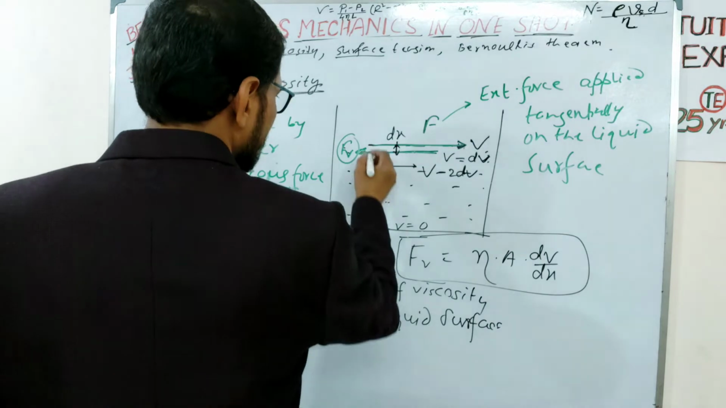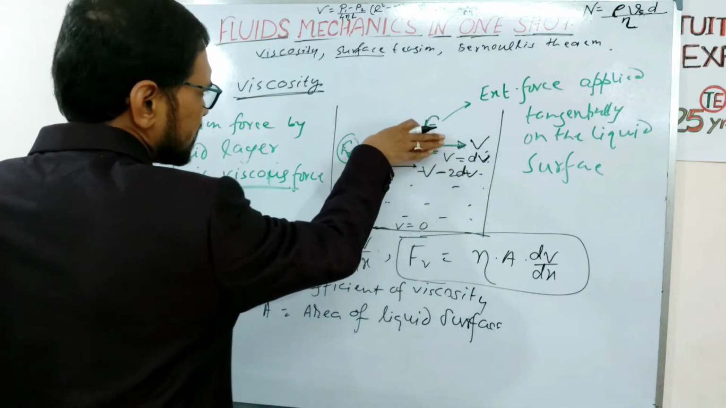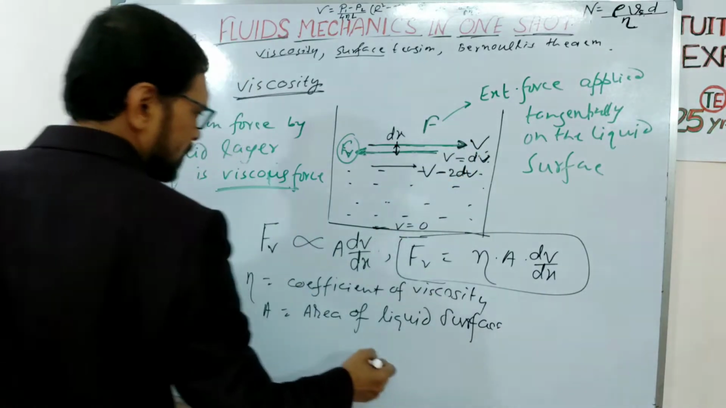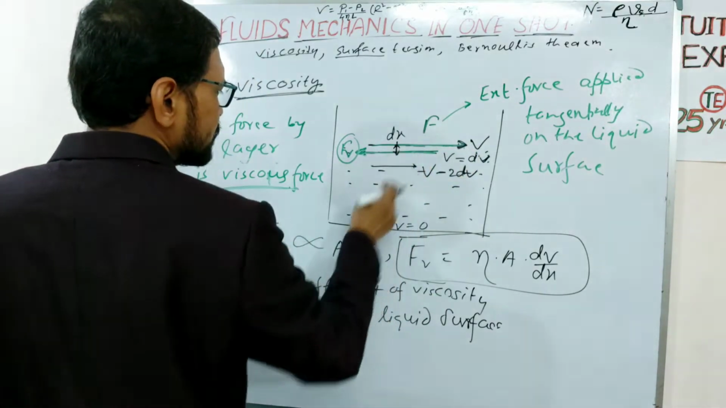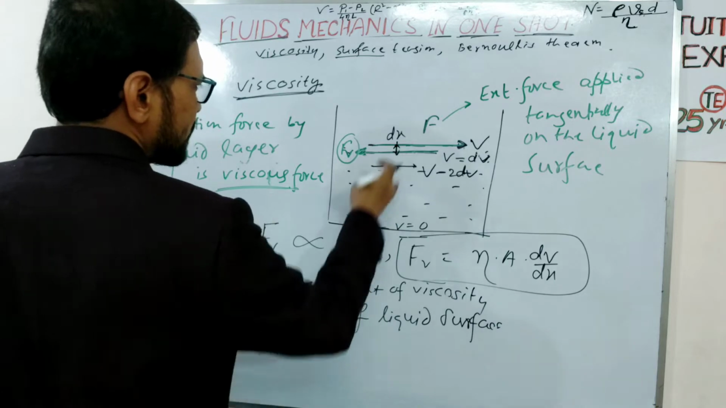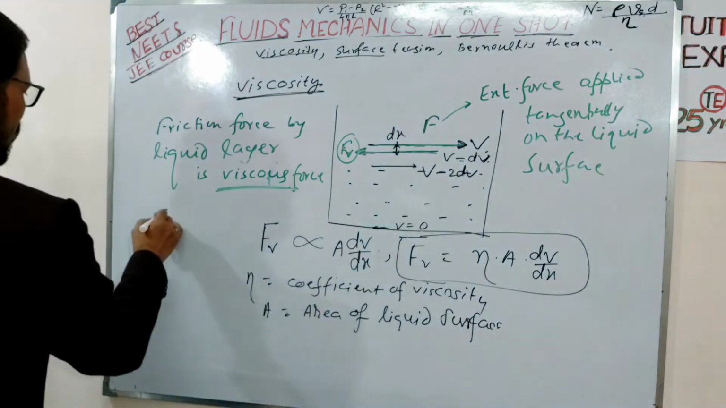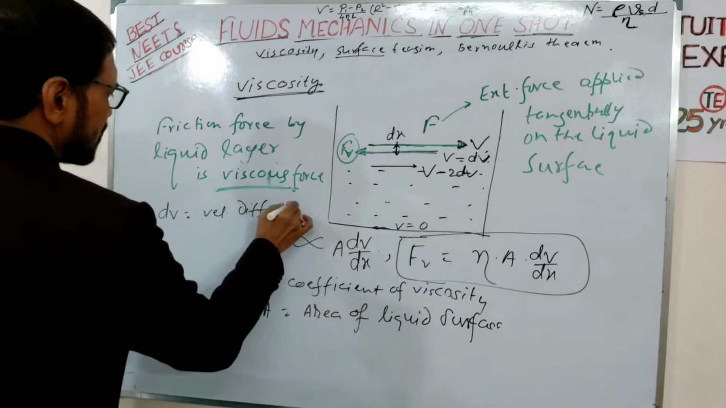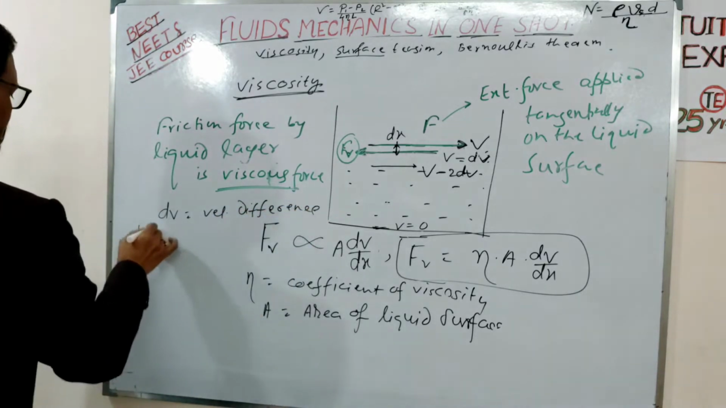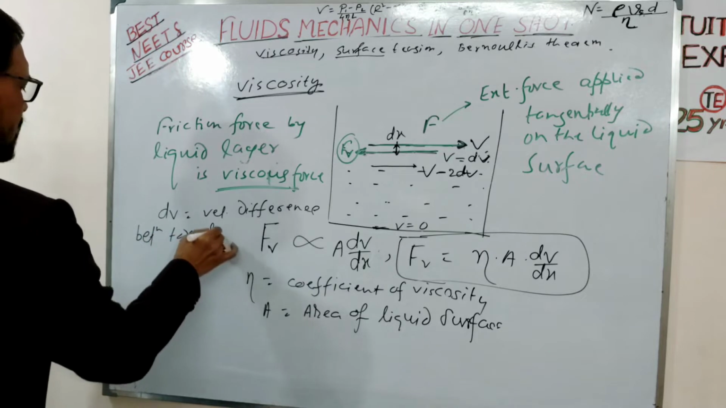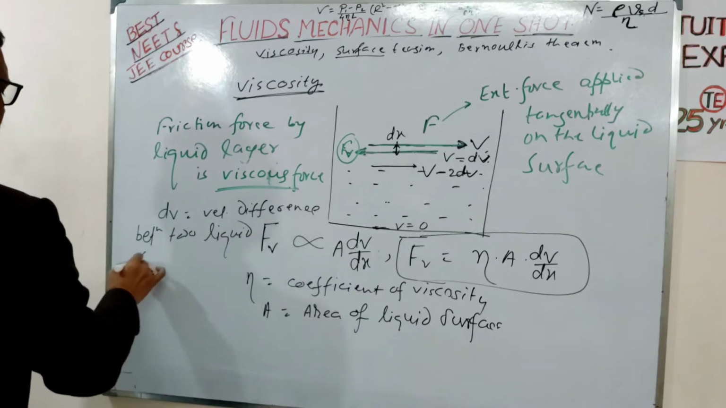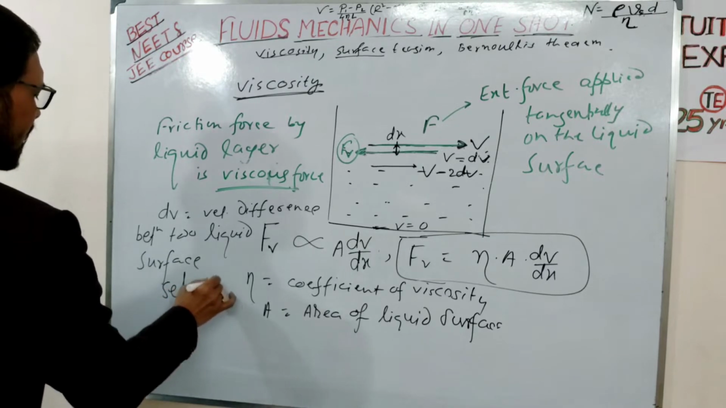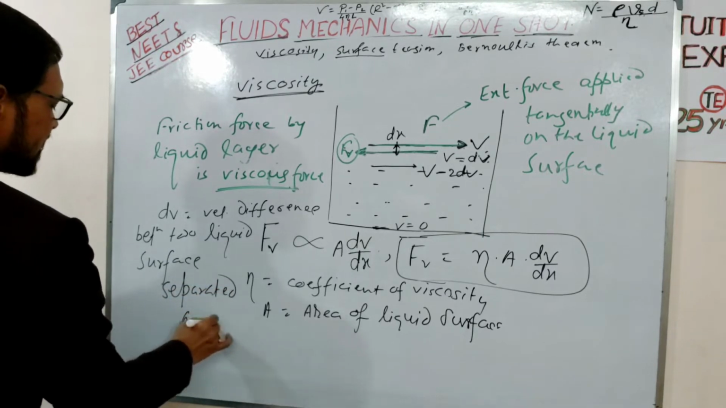So gradually velocity decreases and at the bottom surface velocity is zero. So dV is the velocity difference between two liquid surfaces separated by distance dx.